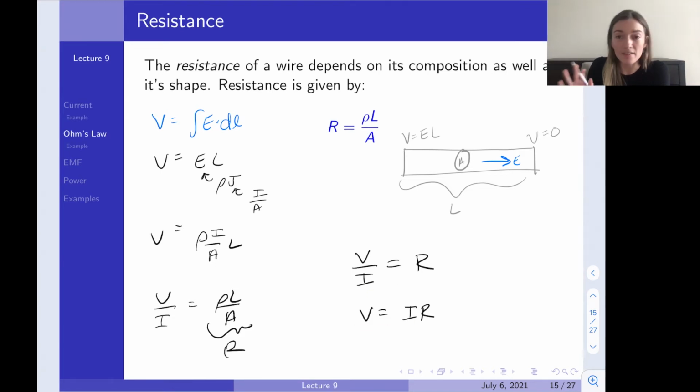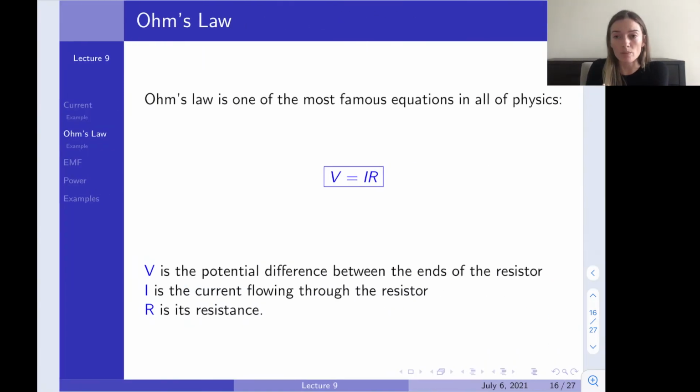Now this is a very, very famous equation. This is called Ohm's law. It's maybe the number 3 most famous equation in all of physics, besides E equals mc squared and F equals ma. So Ohm's law is not really a law.